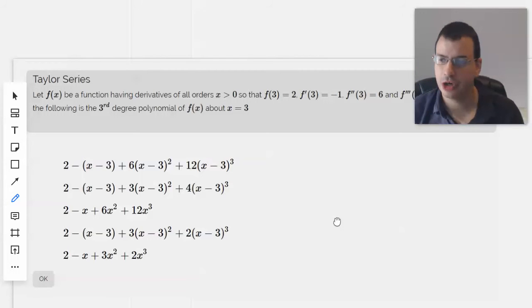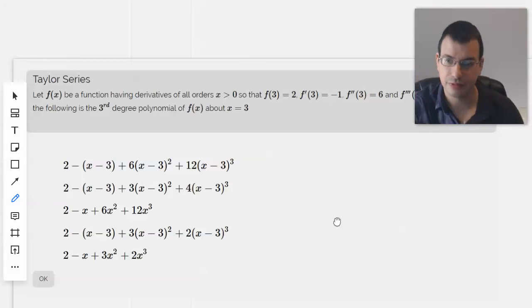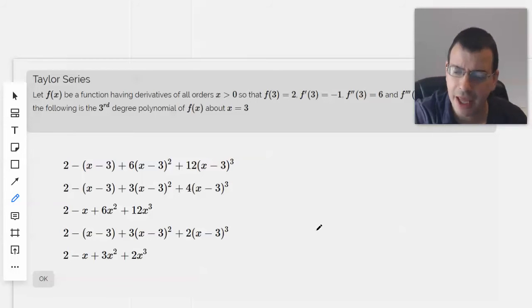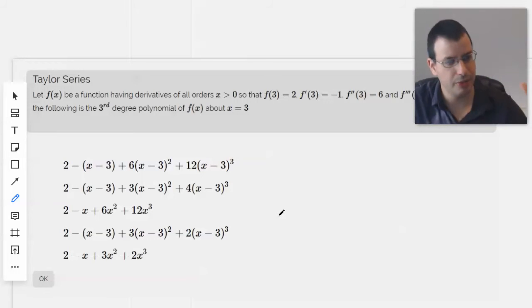So this is basically saying find the Taylor series of something. They give us a whole bunch of data, and we're expected to plug it in. It's like giving us a very complicated problem and then giving us most of the work already done. We just have to put it together.